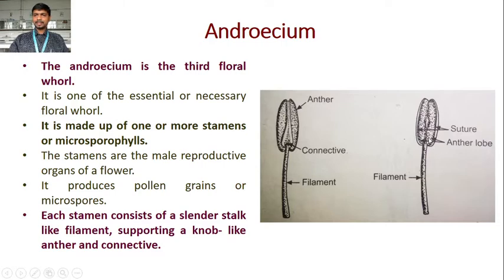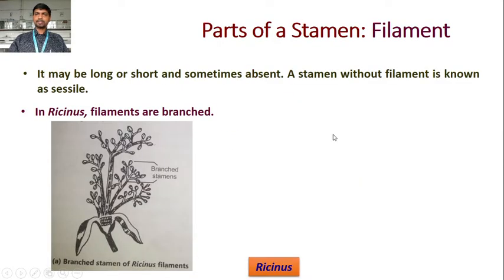The anther consists of two anther lobes. Here we can see clearly, this is one anther lobe, and this is the other anther lobe, and the dehiscence occurs in each anther lobe, here also and here also. Through this, the pollen grains are released for pollination. So this is the androecium. The individual member is the stamen, and the stamen consists of anther, filament and connective.